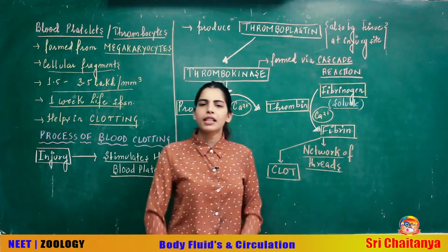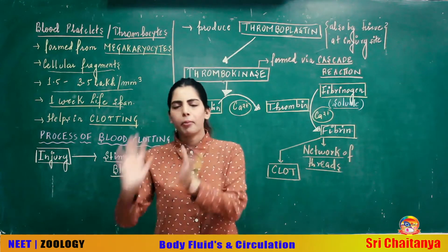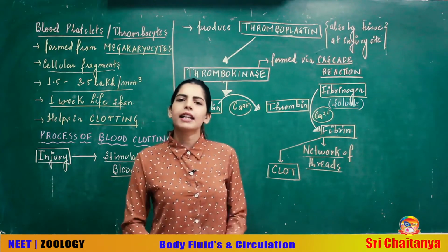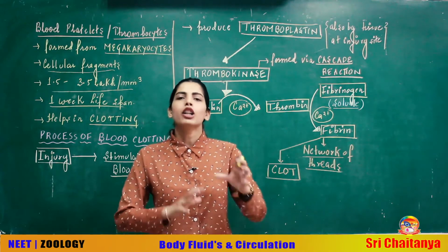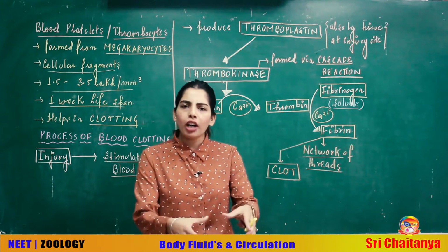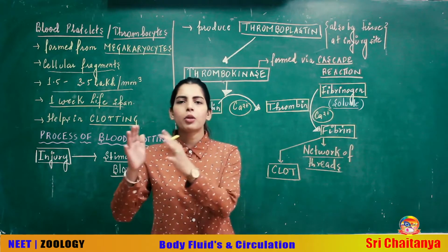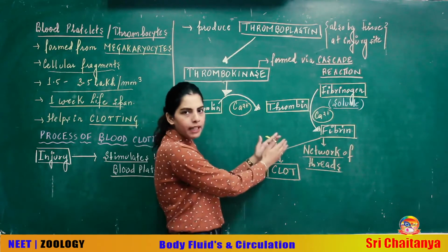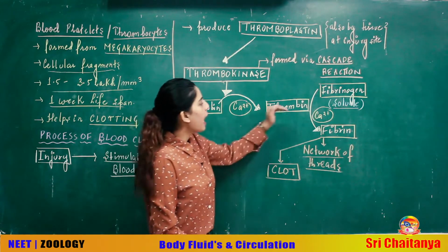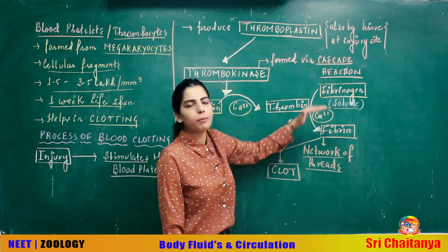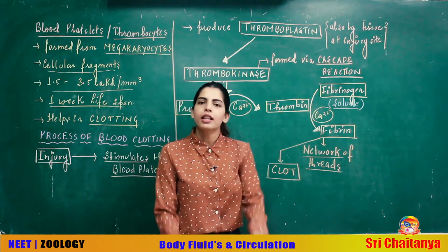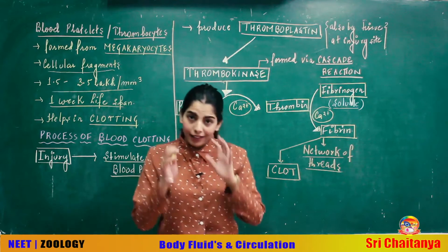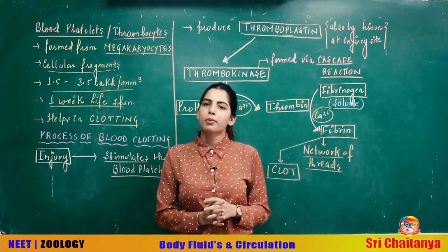So only remember the sequence: injury stimulating blood platelets producing thromboplastin, thromboplastin forming thrombokinase, thrombokinase converting prothrombin into thrombin in the presence of calcium ion, and this thrombin converting fibrinogen into fibrin in the presence of calcium ion. That's how clotting is performed.